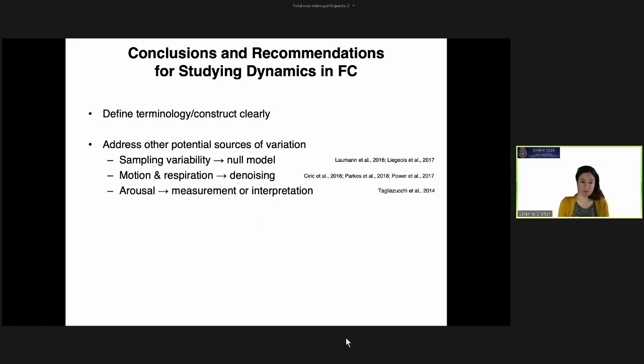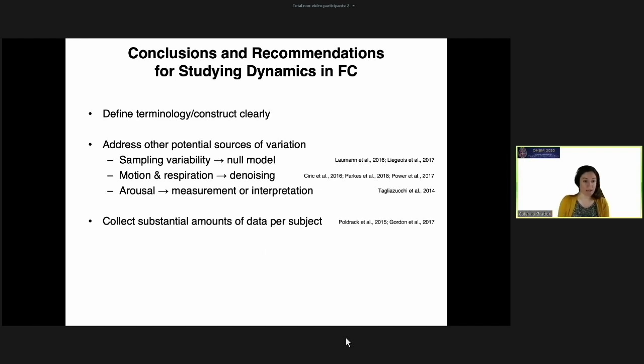And finally, that we may also want to address, either through measurement or interpretation, the contributions of arousal. Ideally, we would have measurements such as pupillometry or concurrent EEG measures tell us something about arousal levels of the subjects inside the scanner. But at any rate, even if we don't have those measures, it may be important when interpreting the results of dynamic functional connectivity to interpret whether or not findings are more likely to be driven by arousal or ongoing cognitive content.